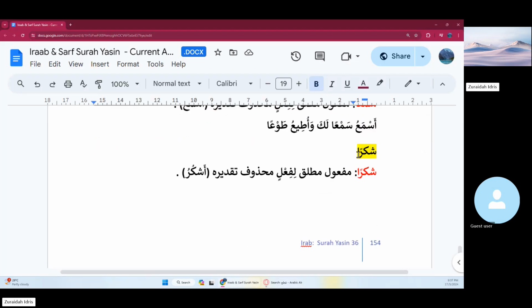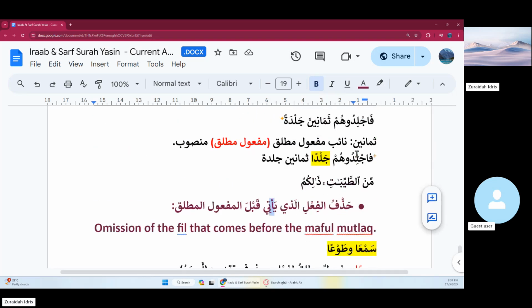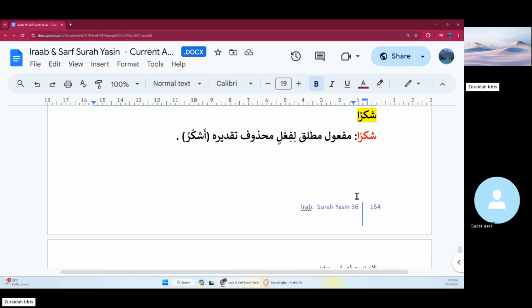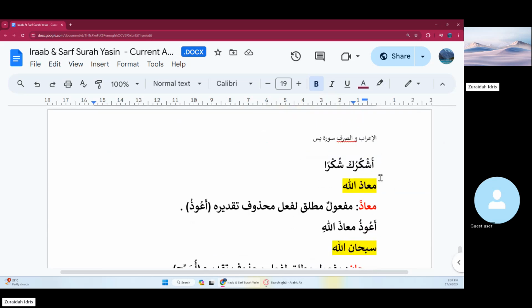So it should always be on the letter itself, not on this alif. This is towards the end. Usually at the end of the word you find this alif. The one that is in between is usually your hamzatul wasl. Oh, I've deleted it already. Okay, so then we have ashkuruka, shukran.